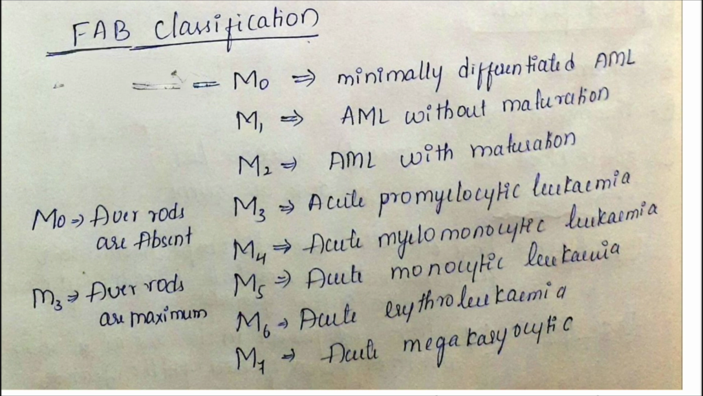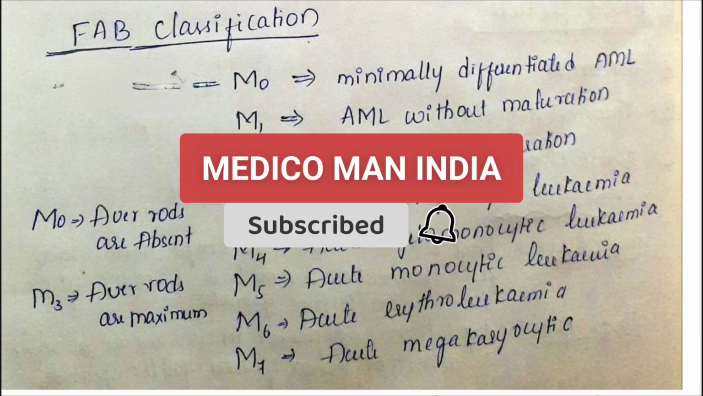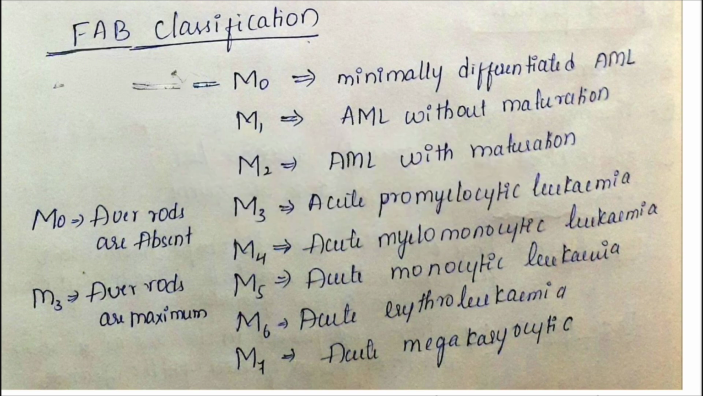Then M0, it is minimally differentiated acute myeloid leukemia. M1 is acute myeloid leukemia without maturation. M2 is acute myeloid leukemia with maturation. M3 is acute promyelocytic leukemia. M4 acute myelomonocytic leukemia. M5 acute monocytic leukemia. M6 acute erythroleukemia. M7 acute megakaryocytic leukemia.